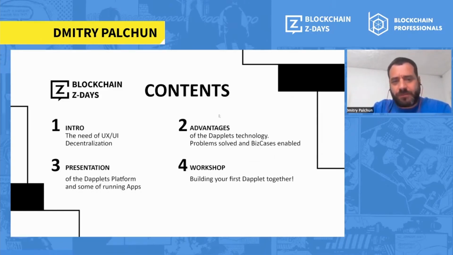At the first stage, we will talk about the need for decentralization at the level of user experience and UI. Why do we need it? Why is it not decentralized yet, and what does it mean? In the second part, we will talk about the advantages of Dapplets technology, which problems the technology solved, and which business cases we can enable. We will have a small presentation of Dapplets running on our platform. You will see what is possible. And at the end, we will have a workshop and we will build your first Dapplet together. So let us start.